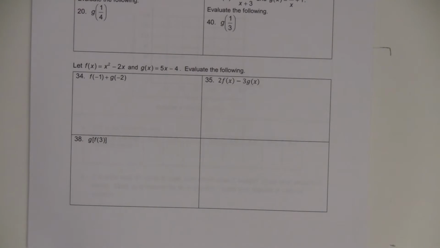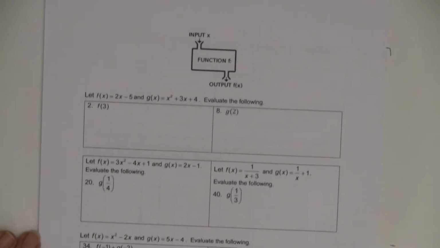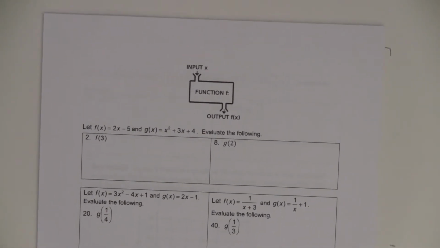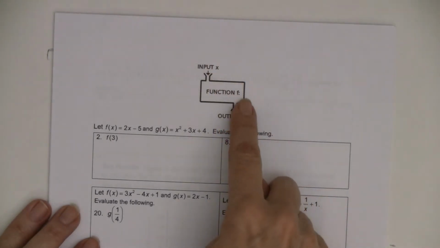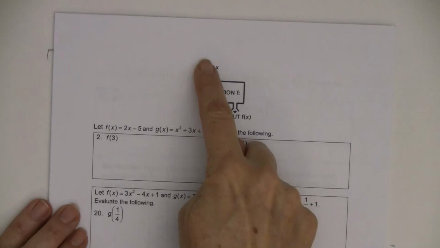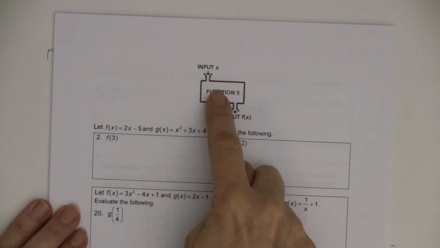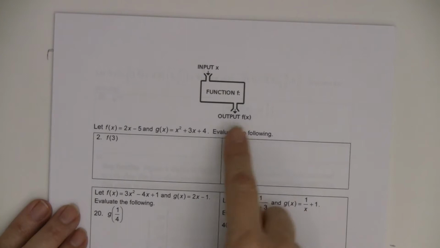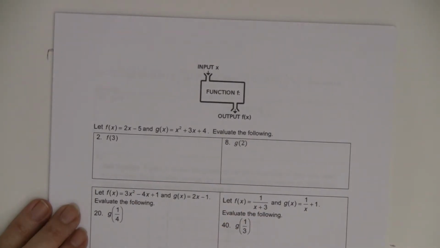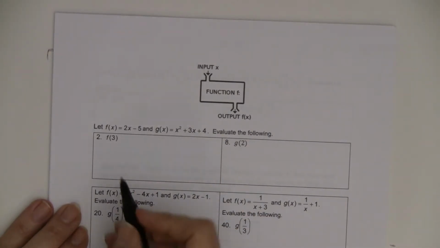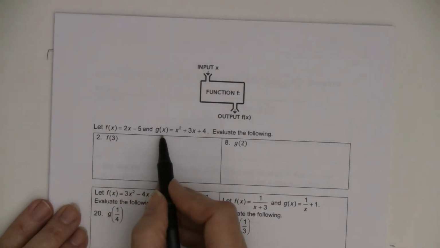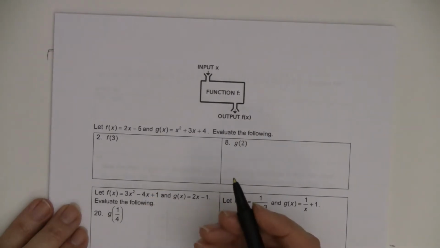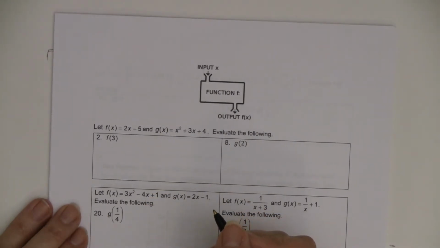And so here is problem 2 out of your book. Commonly on function notation, they'll show a little picture like this, where you have your input go in, your function does whatever it's going to do to it, and then the output gets spit out. It is really like substitution. Number 2 says f at 3. We have two functions, f and g, and we don't want to use the g function, because this says to use the f function.